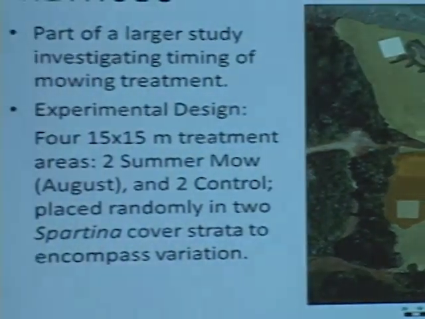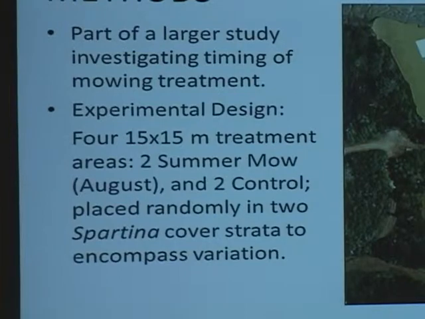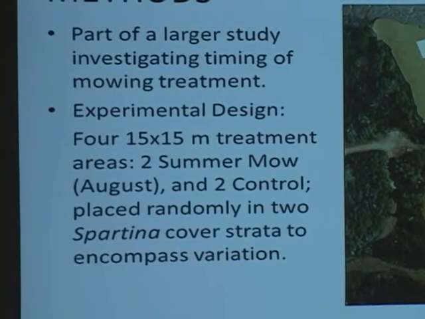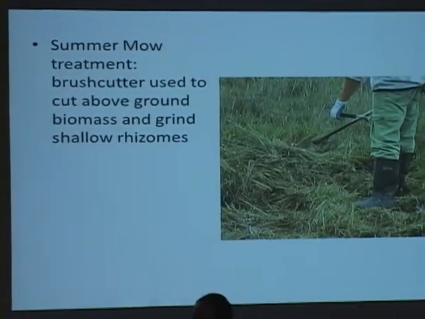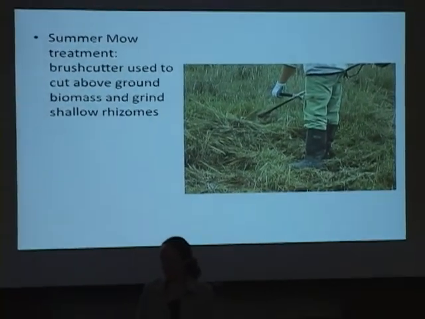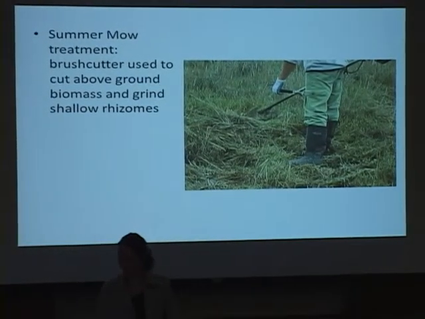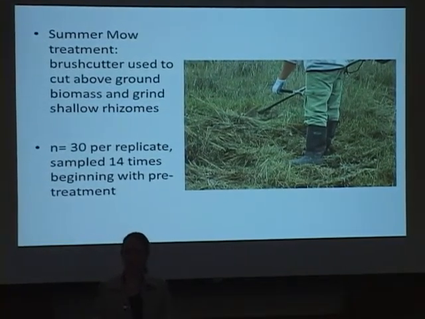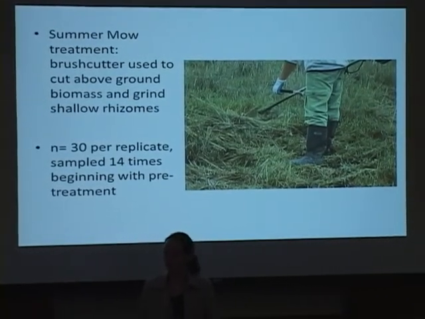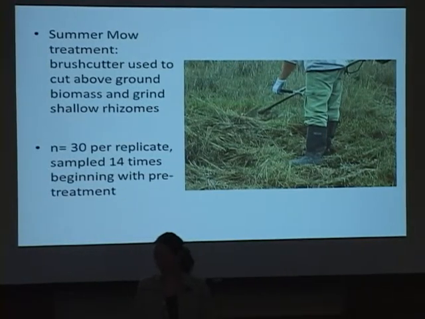So again, these 4 treatments were 15 by 15 meters. There were 2 summer mows and 2 controls, and they were placed randomly in this area. A little bit more about the treatment. The summer mow was done with a brush cutter that cut the above ground biomass and also ground up the shallow rhizomes. And in each replicate, so in each one of those 4 squares, there were 30 samples, and we sampled each 14 times, beginning with pre-treatment, and this was done again over 2 years.